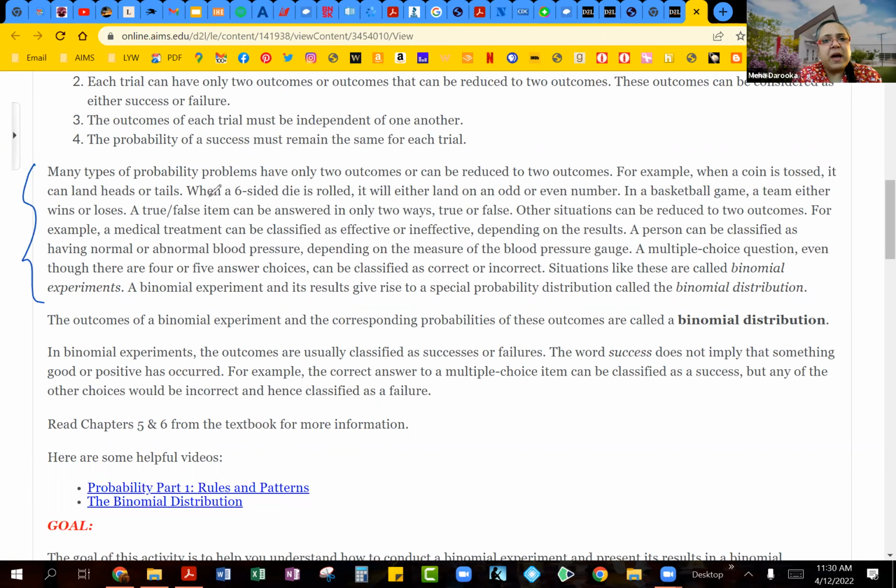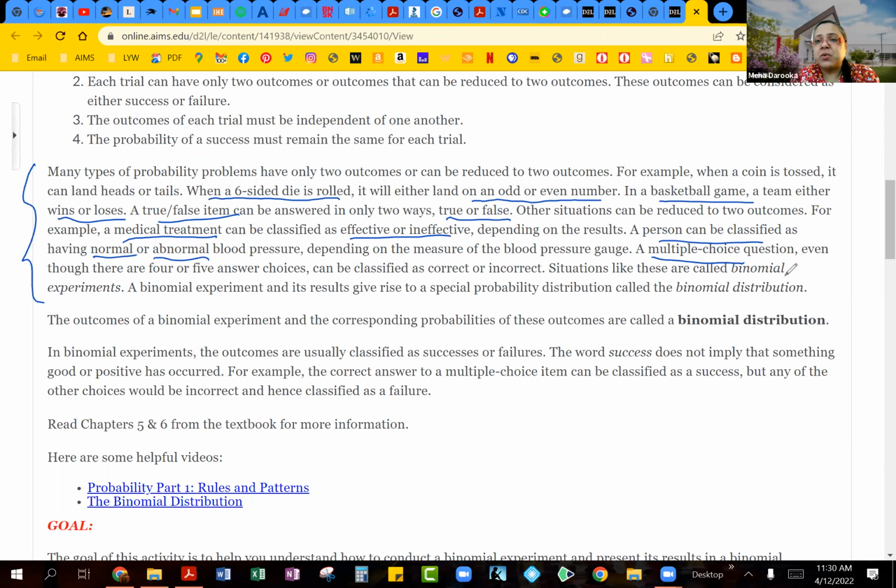So, I talked about the 6-sided die, you can land on an even or odd number. So that can be 2 outcomes. In a basketball game, you are either winning or losing. In a true or false question, obviously either the answer is true or it's false. So again, 2 outcomes. Some of the other examples where you can reduce it down to 2 outcomes: they're talking about a medical treatment, if it was effective or ineffective. A person can be classified as having normal or abnormal blood pressure. So again, 2 choices.